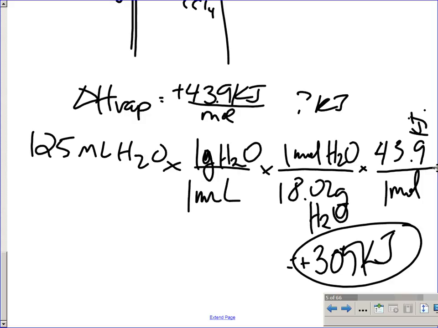I don't know if that's realistic. Alright, so here's. Reddish.